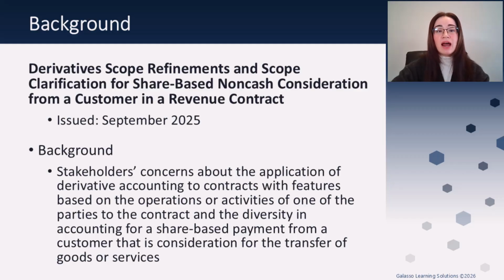First, there were concerns about how to apply derivative accounting to contracts that have features based on the operations or activities of one of the parties to the contract. Think of variables that reference a party's own performance rather than a broad market index, which is more of a symptom of a derivative. So, what are some examples of this? Any sort of ESG linked bonds would be an example. This is where interest payments or terms change based on the issuer's performance in achieving specific environmental, social, and governance targets. Think about things like reducing greenhouse gas emissions. So we have the ESG items.